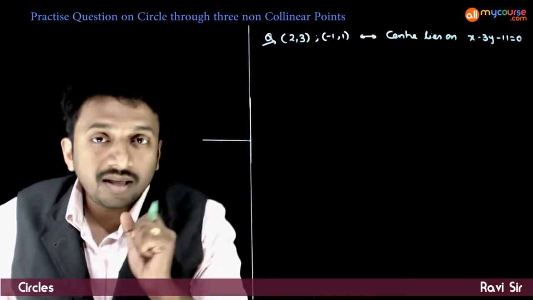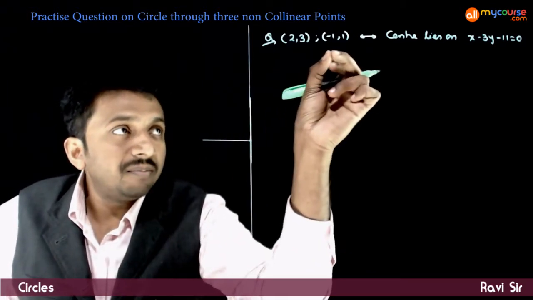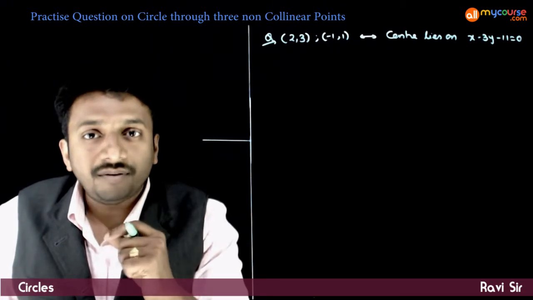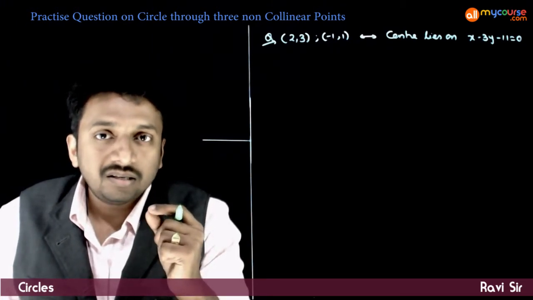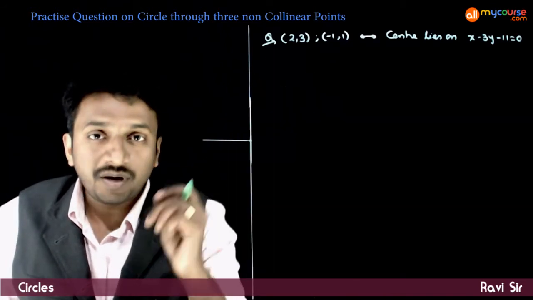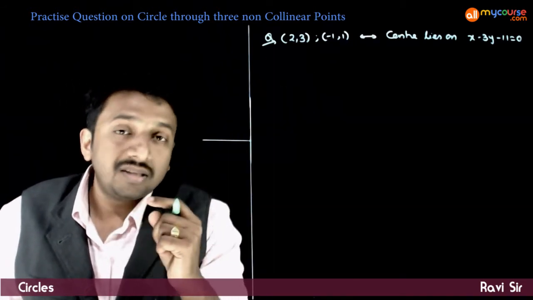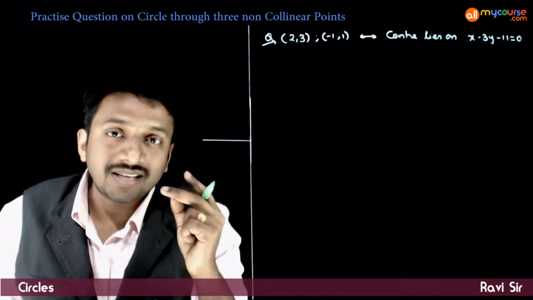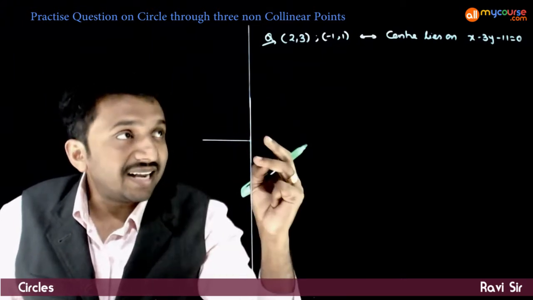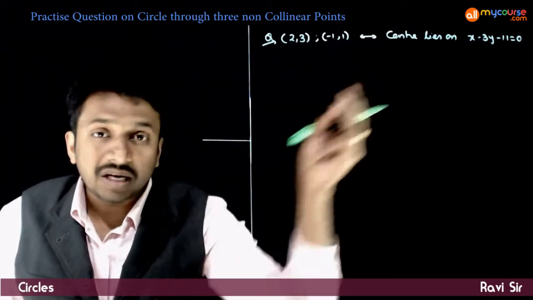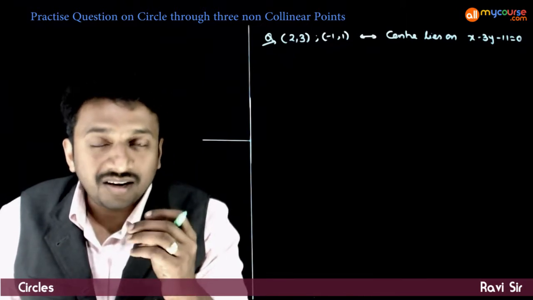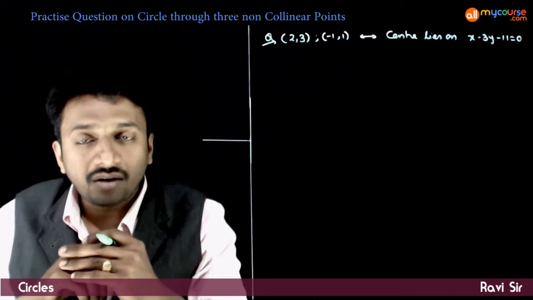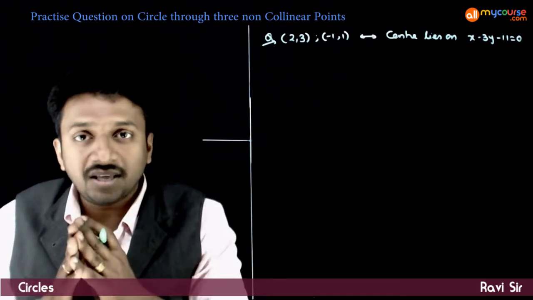Again, as you can clearly see, there are three pieces of information given in the question. The first information is that the circle passes through this point. The circle passes through this point, that's the second information. The center of the circle lies on this line, that's the third information. So from these three pieces of information, we can create three equations and solve for g, f, c. We get the answer.